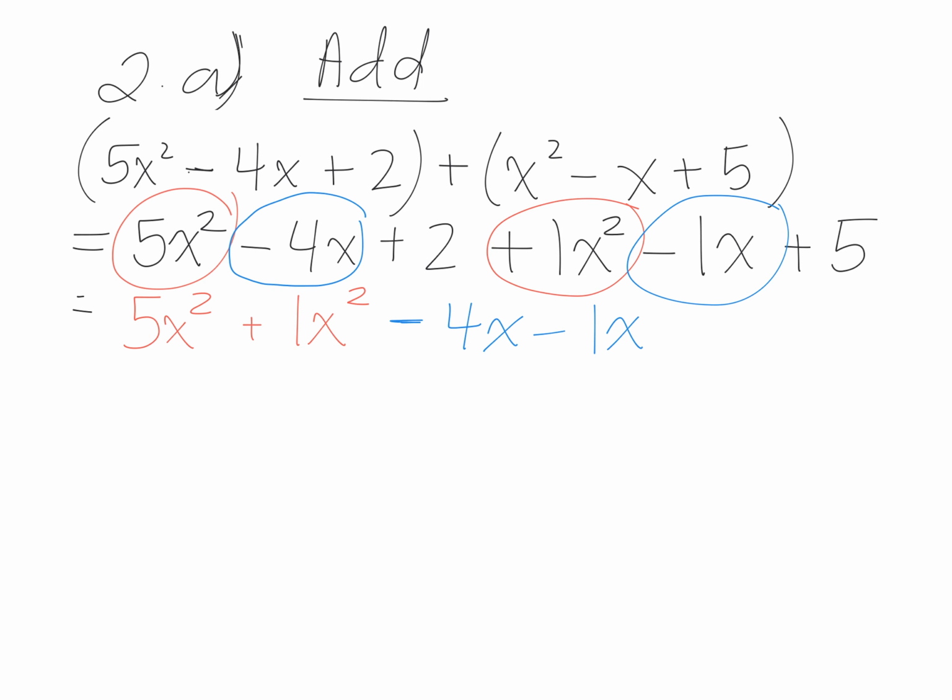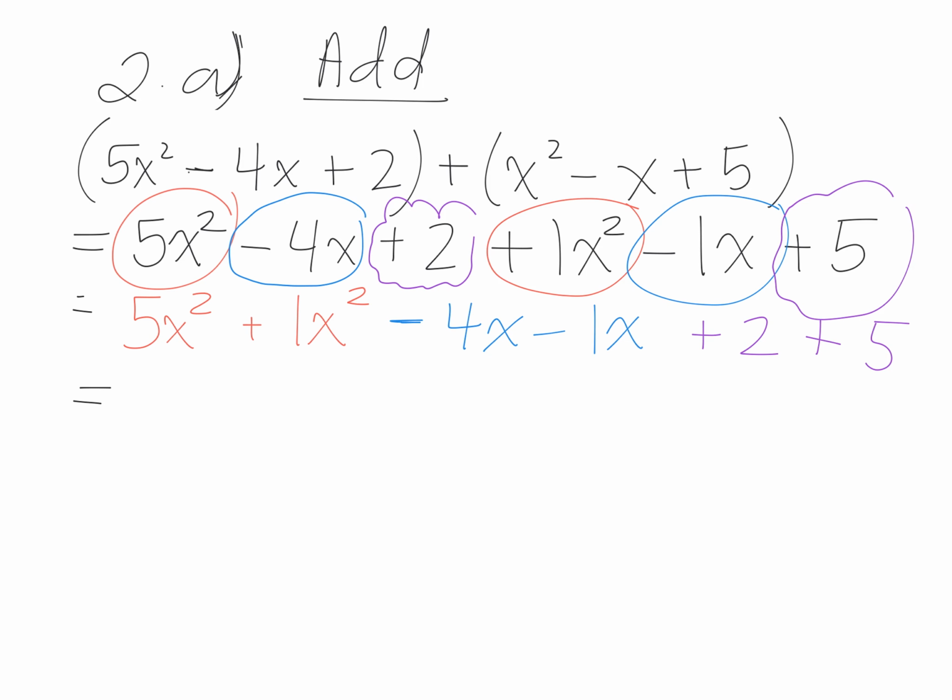Now let's choose a different color. I'll use purple. Then I have plus 2. And I have a plus 5. See what I'm doing? I'm grouping all the like terms together. I can only add terms together that have the same symbols or no symbols at all, okay? So let's group them. Let's simplify it now.